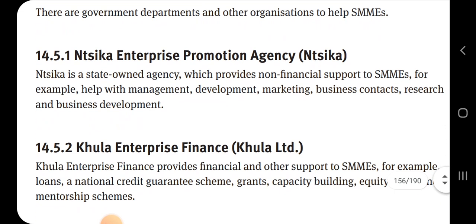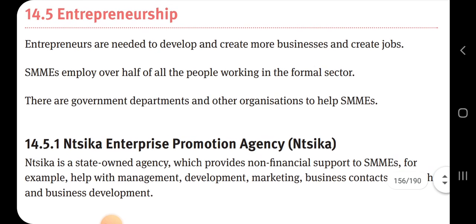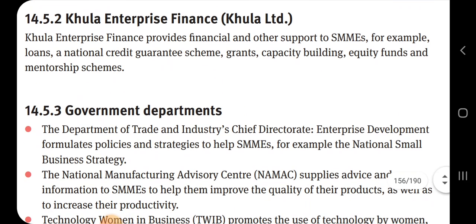Ntsika Enterprise Promotion Agency, Ntsika, is a state-owned agency which provides non-financial support to SMMEs. For example, it helps with management development, marketing, business contracts, research, and business development. So these are the solutions to help Black entrepreneurs. Then there is Khula Enterprise Finance. It provides financial and other support to SMMEs, for example, loans, a national credit guarantee scheme, grants, capacity building, equity funds, and mentorship schemes.